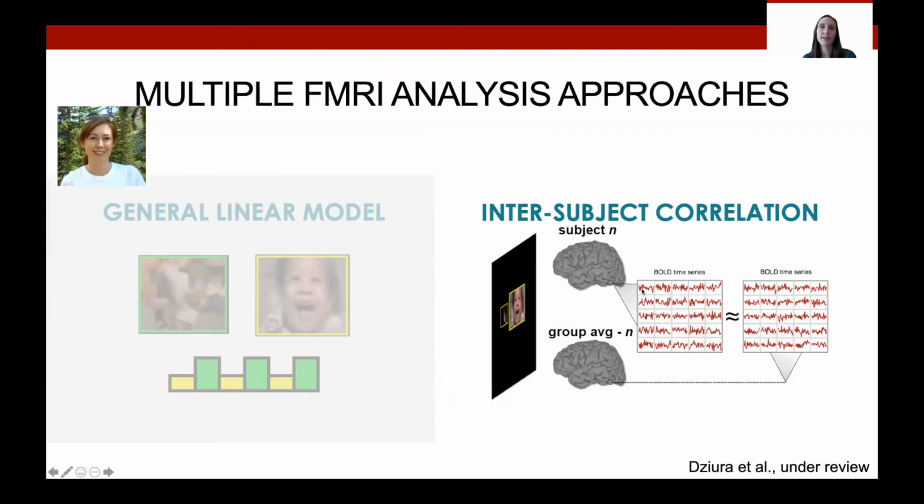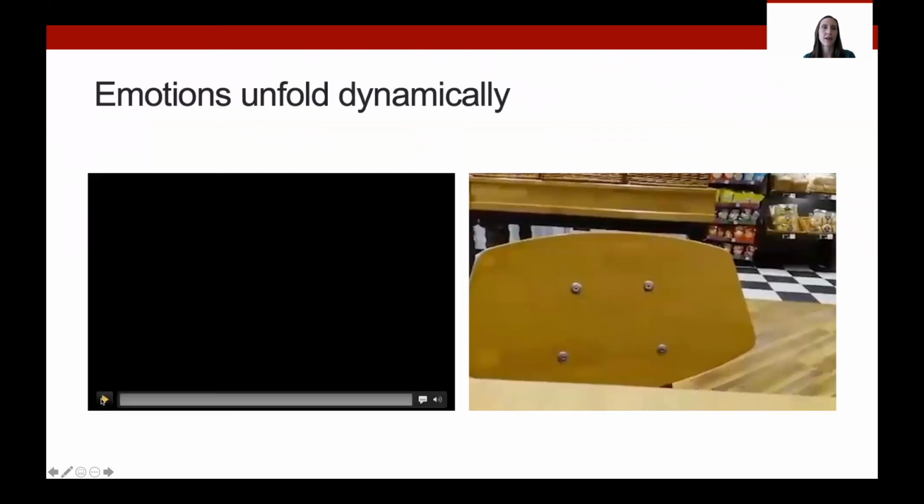And this ability to detect the idiosyncratic temporal structure of the more naturalistic videos is especially important in understanding real-world emotion processing, as emotions unfold and fluctuate dynamically over time. So I want to just highlight an example of that by showing some videos that we presented to our participants in the scanner. So these are both examples of positive videos.